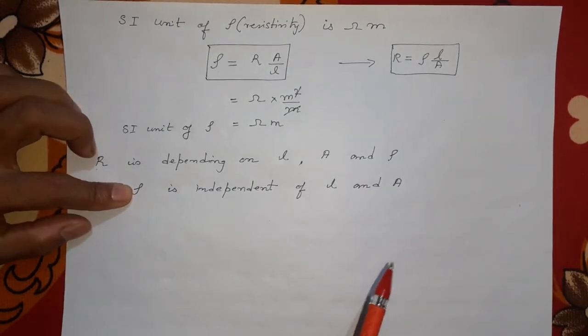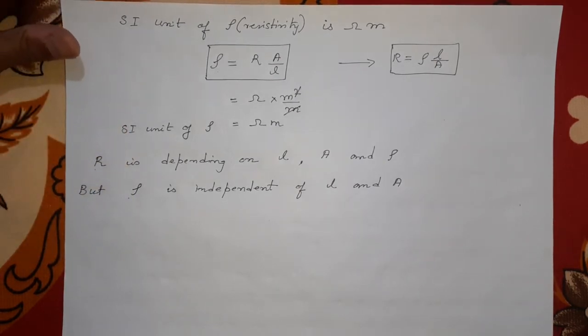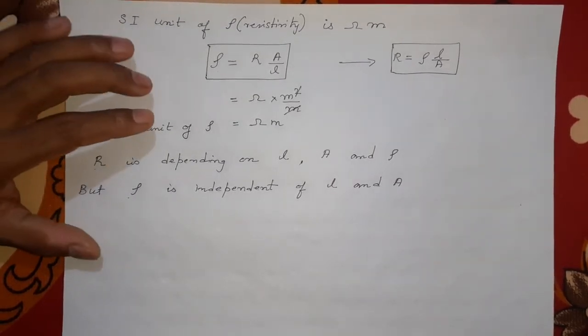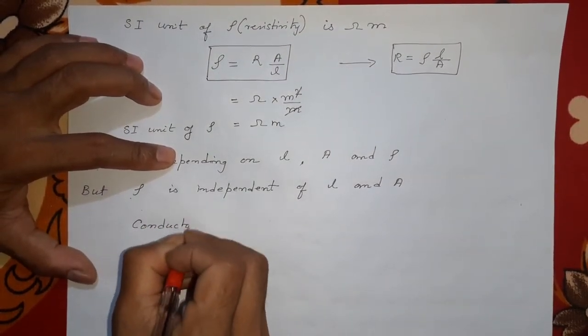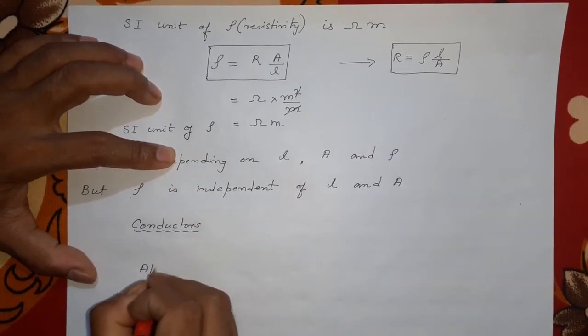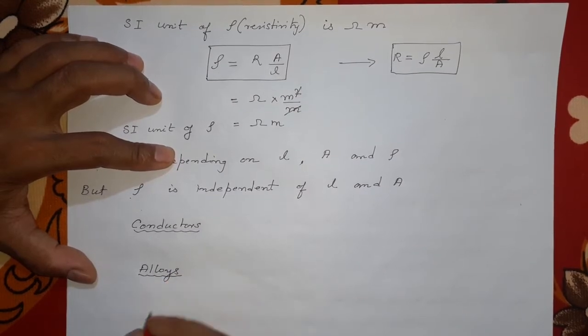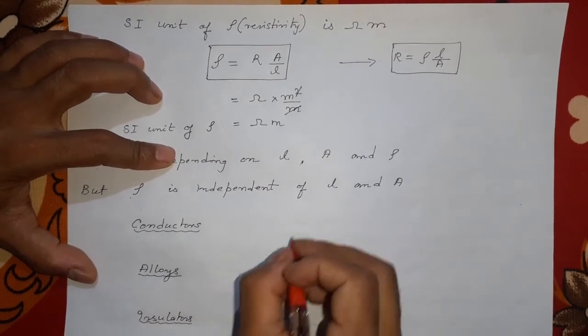Resistivity is the characteristic property of the material. Therefore it varies over a very small factor. You cannot change it. And now different things will have different resistivity. That is given on your page number 75. You can see some are conductors, some are alloys, and some are insulators. I am giving it in short. You can see all have different resistivity.